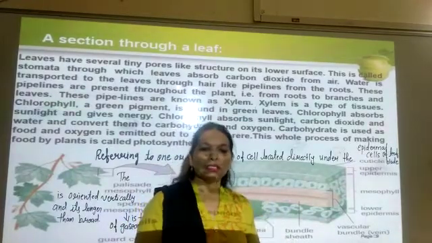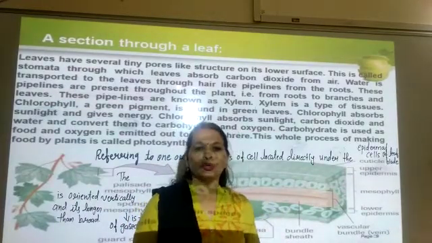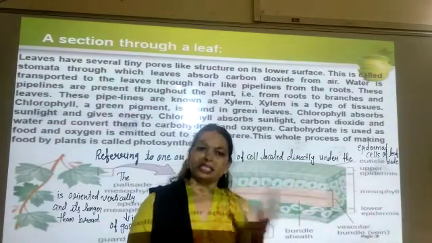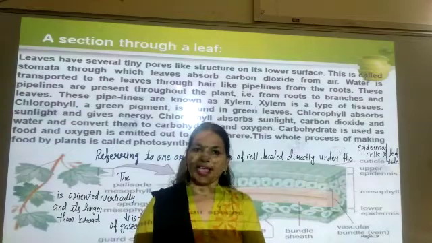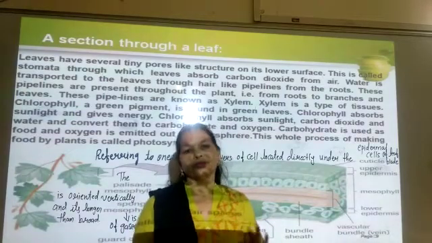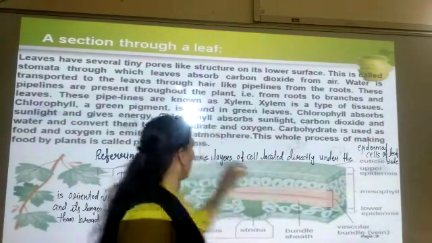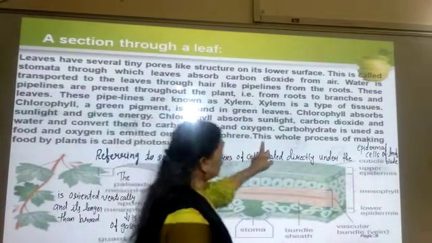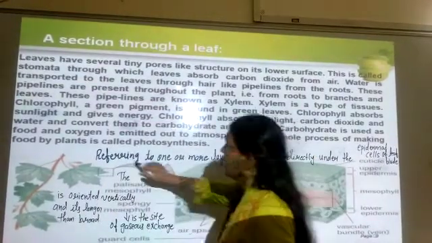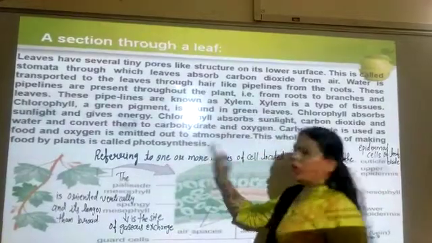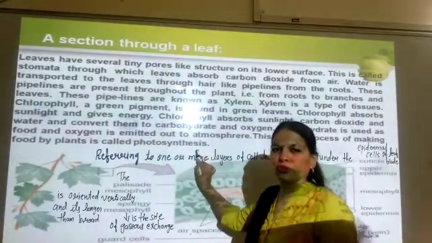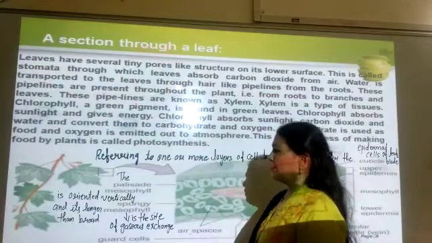Which raw materials are combined? H2O plus CO2, sunlight plus chlorophyll, these four raw materials combine, and produce C6H12O6 plus O2. So O2 is emitted after this process. This whole process of making food by the plant is called photosynthesis. Photosynthesis we normally study from class 4 and 5.